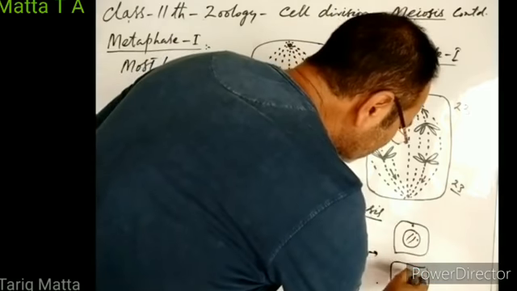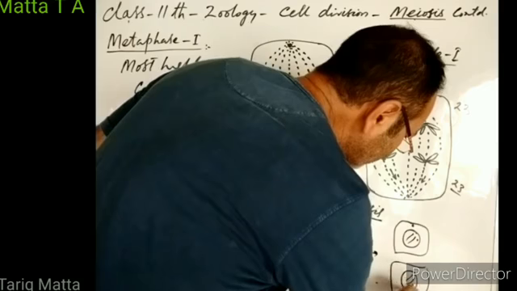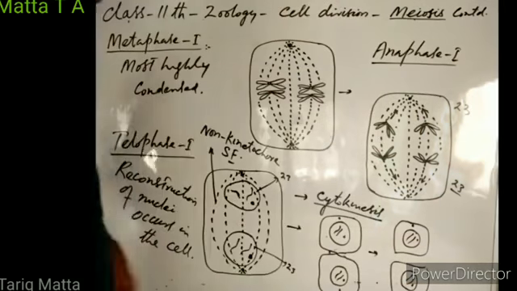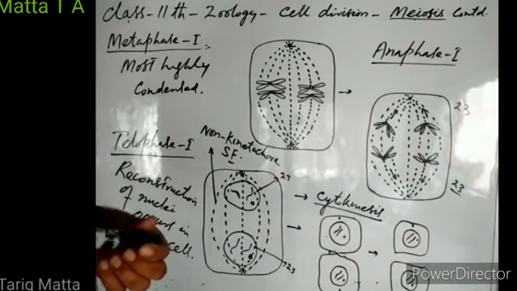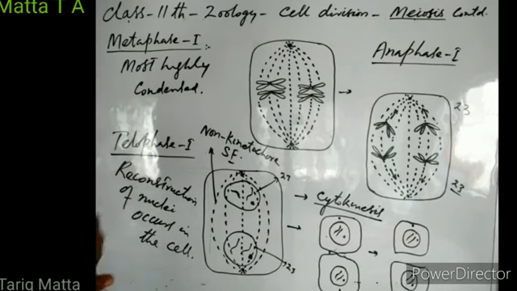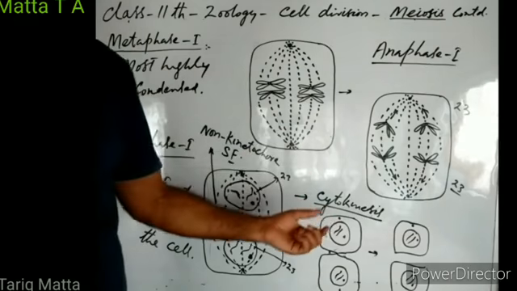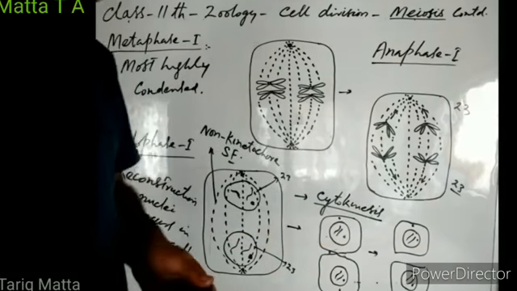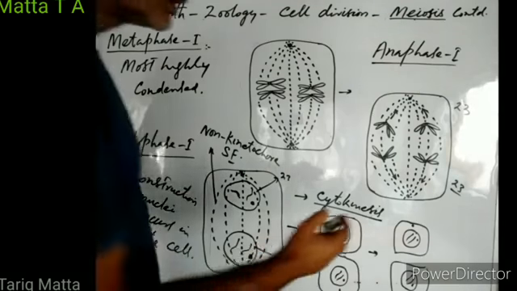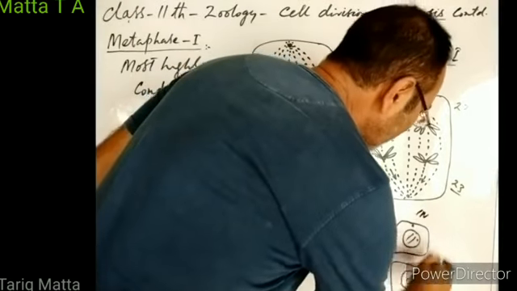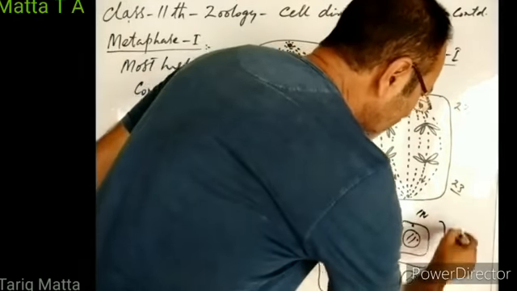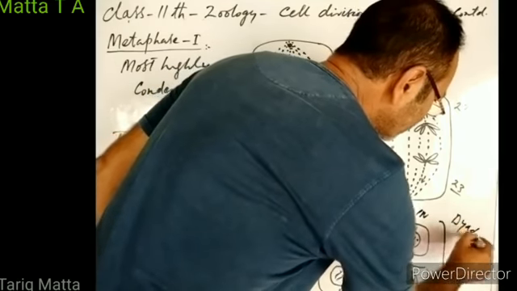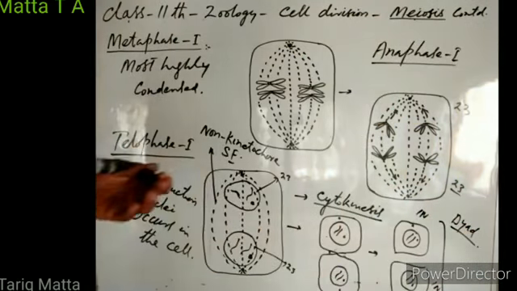So this divides the parent cell into two cells. At this stage, the spindle fibers, the non-kinetochore spindle fibers, are also broken. So finally, at the end of meiosis first, two daughter cells are produced, and both of these daughter cells are haploid. This is one haploid cell and this is one haploid cell. These two daughter cells together are referred to as a dyad.